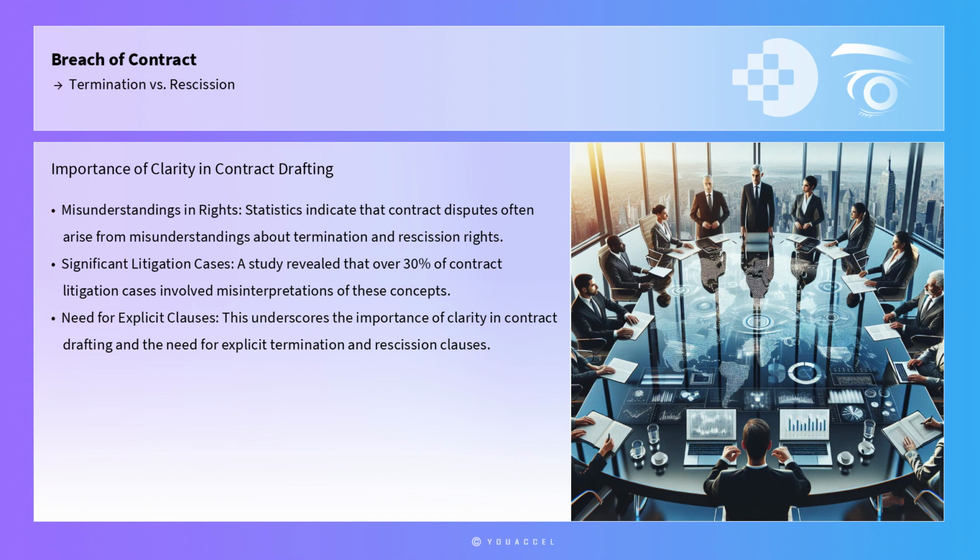Statistics indicate that contract disputes often arise from misunderstandings about termination and rescission rights. A study published in the Journal of Contract Law revealed that over 30% of contract litigation cases involved misinterpretations of these concepts. This underscores the importance of clarity in contract drafting and the need for explicit termination and rescission clauses. These clauses should specify the conditions under which each remedy is applicable, minimizing ambiguity and potential disputes.